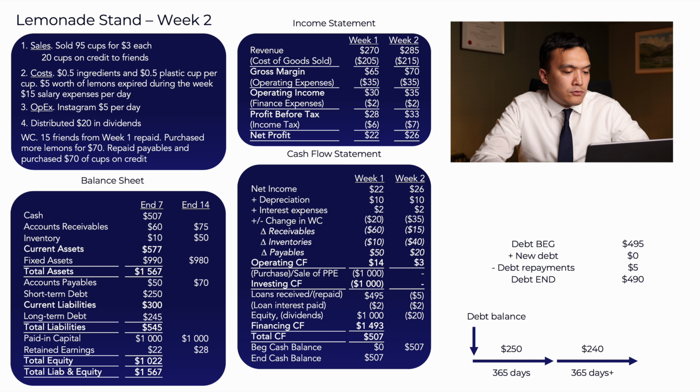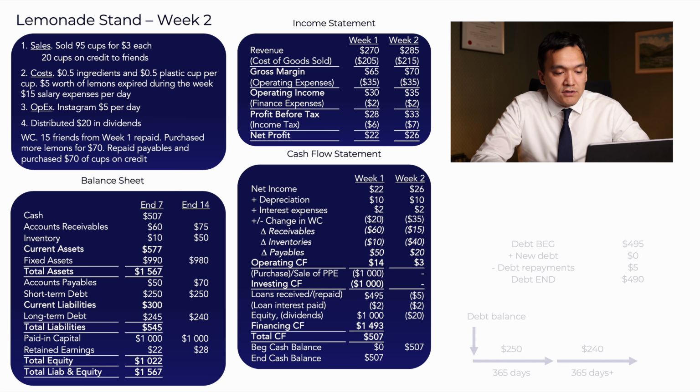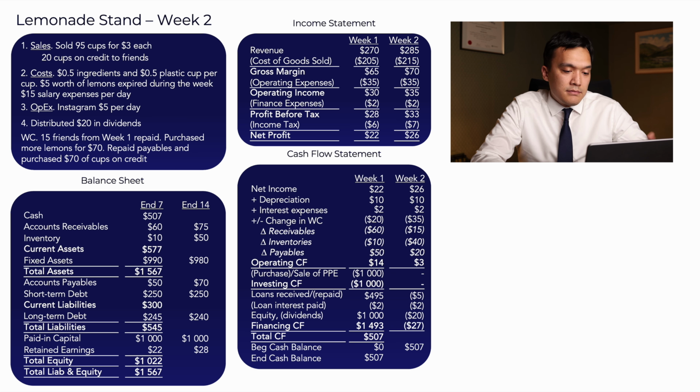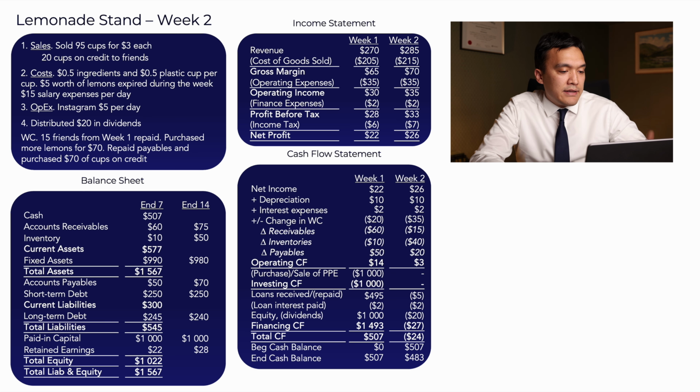So we show short-term debt of $250, long-term debt of $240, and now our total financing cash flow is minus $27, and our total cash flow is $3 of operating cash flow minus $27 of financing cash flow. So total cash flow is minus $24. So beginning cash balance of $507 minus $24 of total cash flow, we have an ending cash balance of $483. So we reflect this on our balance sheet, that at the end of week 2 we have $483 of cash.